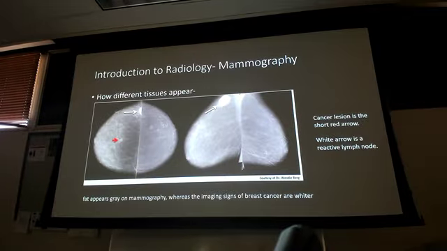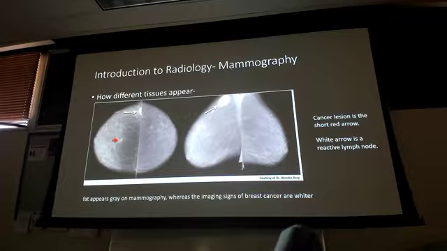Okay, so fat appears gray, right? But signs of breast cancer or abnormalities are whiter and more bright, okay? The short red arrow is that cancerous lesion. So I would point to this and say, how would you describe that lesion? We'll talk about how to describe it here in a little bit.